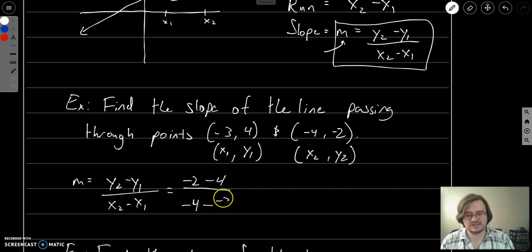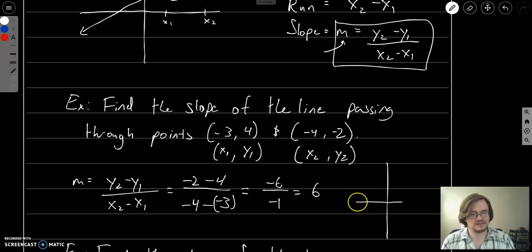So we're going to subtract a -3. So we'll have to be a little bit careful down here. On the top, -2 minus 4 is going to be -6. And -4 minus -3, the same thing as -4 plus 3 after the negative signs cancel out, is going to be -1. And -6 divided by -1 is just 6. So here's my slope. It's just 6.